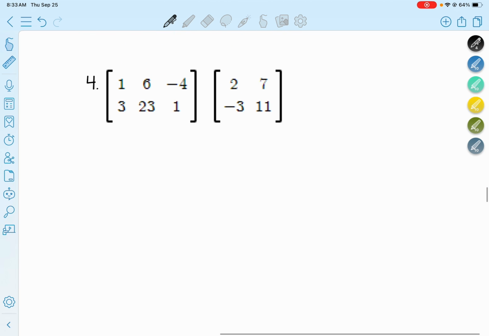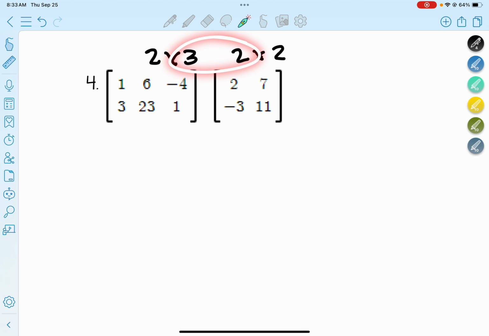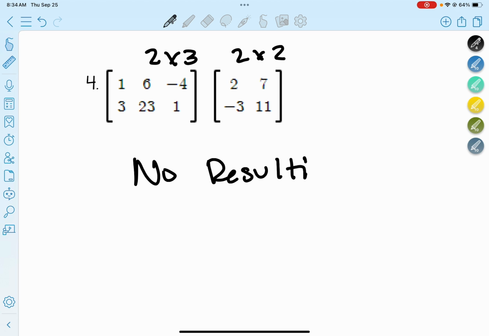For our last matrix, again, I want to look at the dimensions. I see that this is a 2 by 3, and the second matrix is a 2 by 2. If I look at these numbers in the middle, they don't match, so I can't multiply them, so there is no resulting matrix.